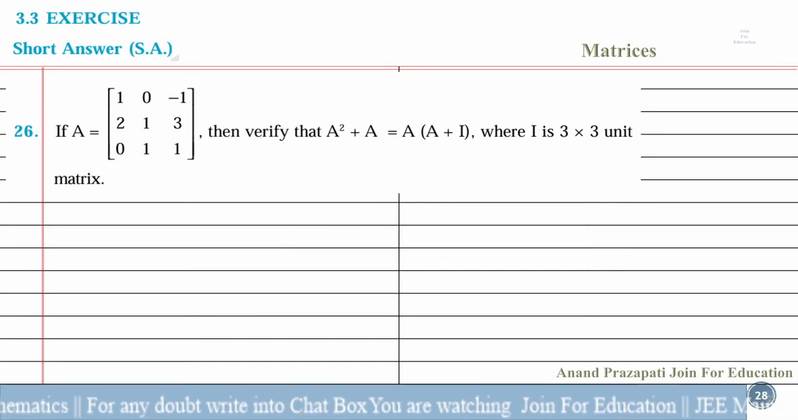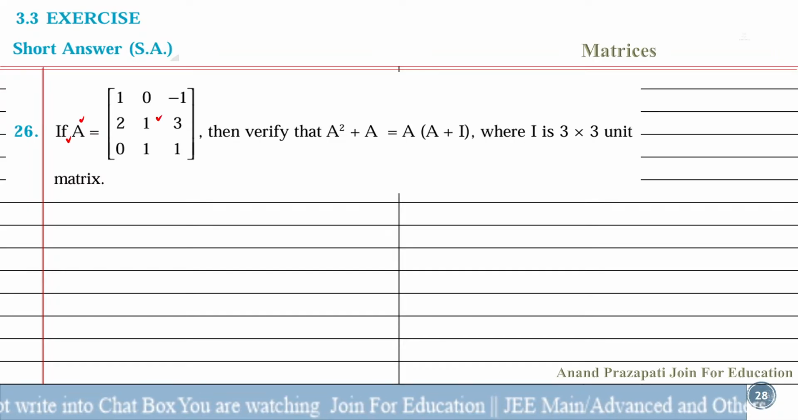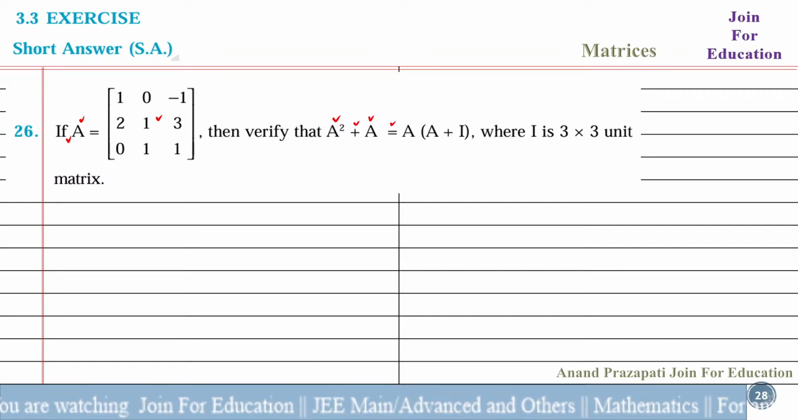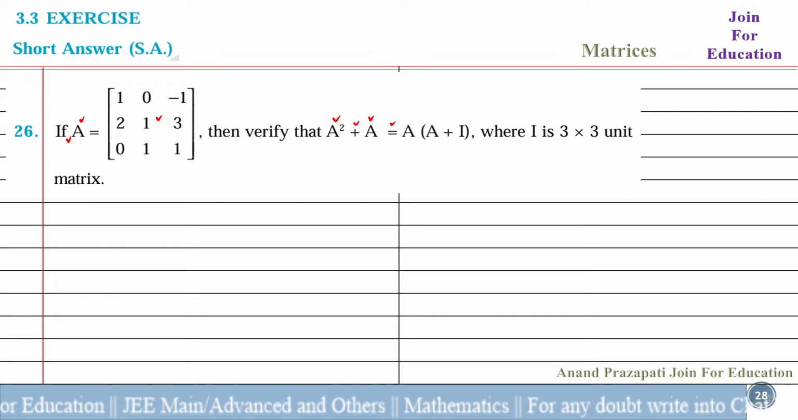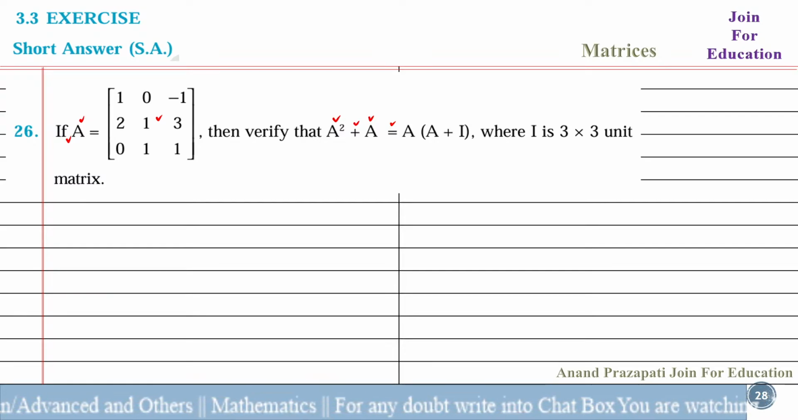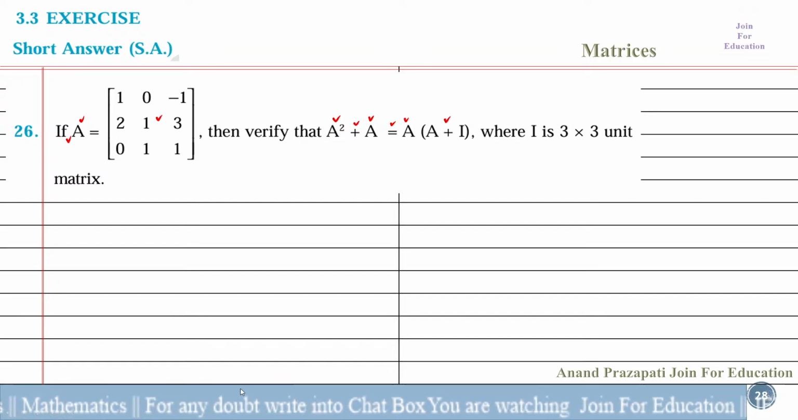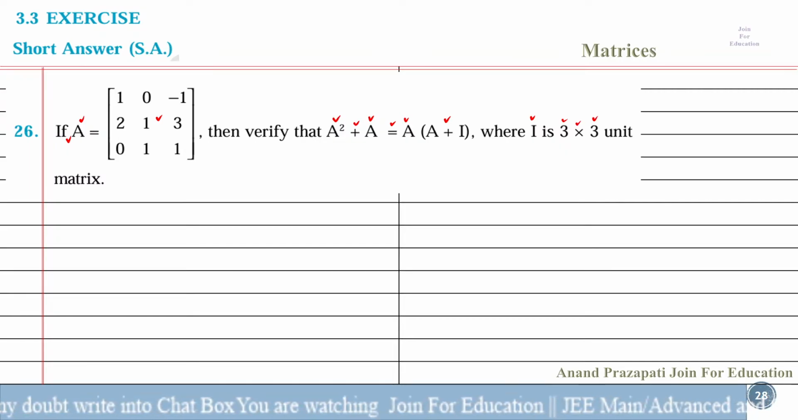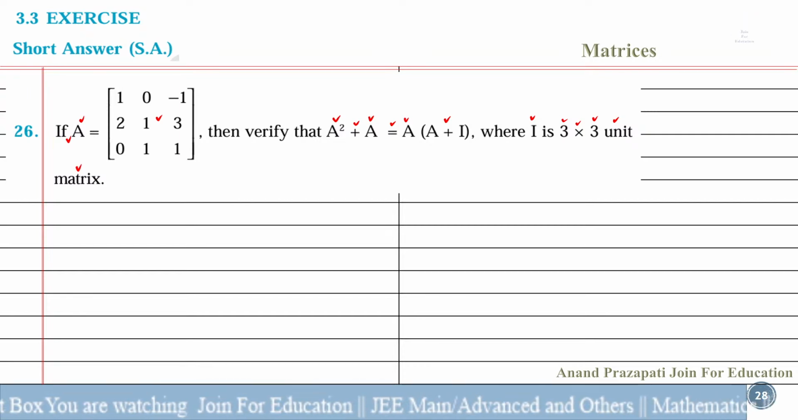Let's see question number 26. If matrix A is this one, then verify that A square plus A equal to A into A plus I, where I is the 3 by 3 unit matrix. Let's see the solution of this one.